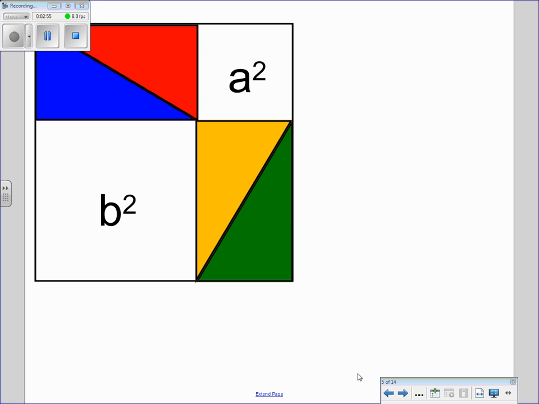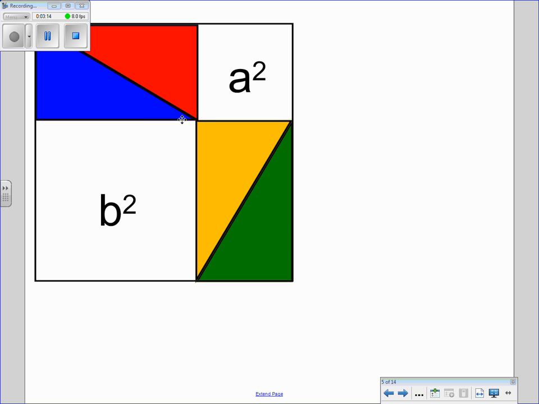Now, I know that these are already right triangles. In fact, these are the same right triangle repeated 4 times and put in the middle of a square. If the smallest side is A, then the area of the little white square up here is A squared.